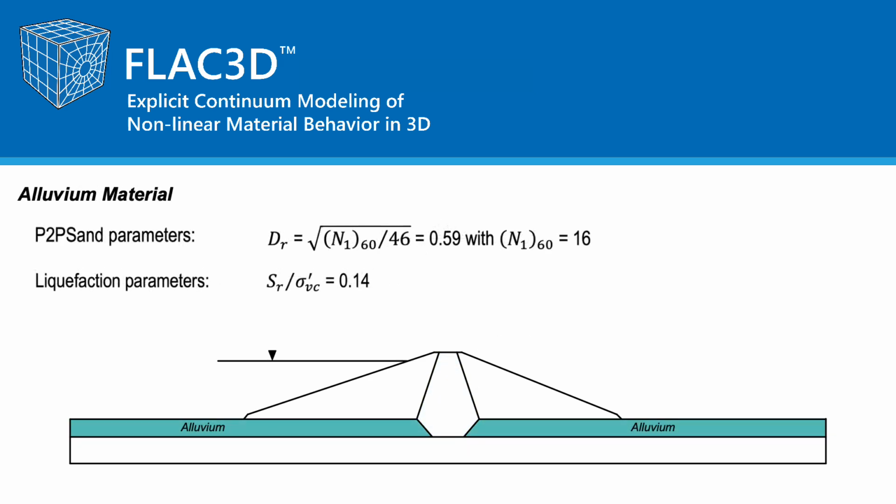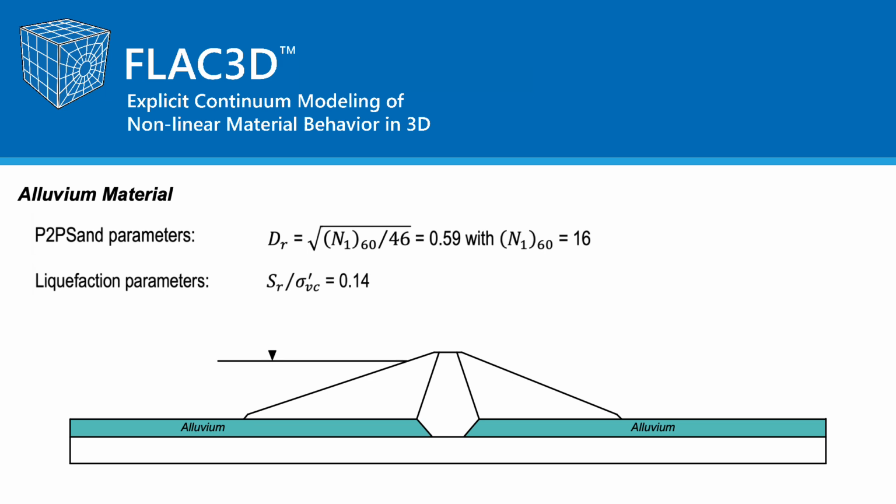In the alluvium, changes in excess pore water pressure during earthquake shaking will be modeled as well as the associated reduction in stiffness, strength, and accumulated strains. The alluvium will be modeled as a medium-dense sandy soil with a density representative of a normalized standard penetration resistance N160 equal to 16. The P2P sand model will be used to model the cyclic mobility liquefaction response during shaking. The primary material parameter for the P2P sand constitutive model is the initial relative density, which will be estimated as 0.59 using the equation shown with the N160 of 16.